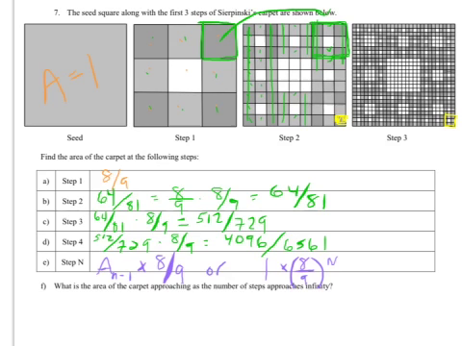Well, if I keep throwing stuff away, if I keep throwing away a ninth of my carpet at every step, then I'm going to start approaching nothing. This is going to be a pretty threadbare carpet if I keep throwing a ninth of it away. So as the number of steps approaches infinity, the area is approaching 0.